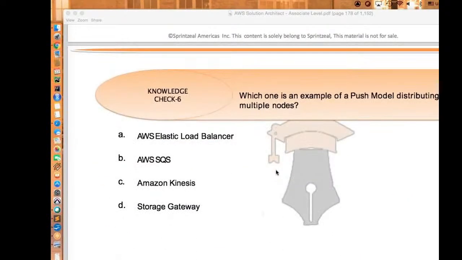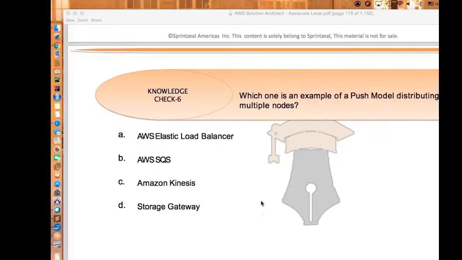Coming to the next question, we have a couple of questions here, Patrick. Which one is an example of a push model distributing load to multiple nodes? Yesterday, we talked about push and pull models in a distributed workload. Can you guess which is the right service for the push model?